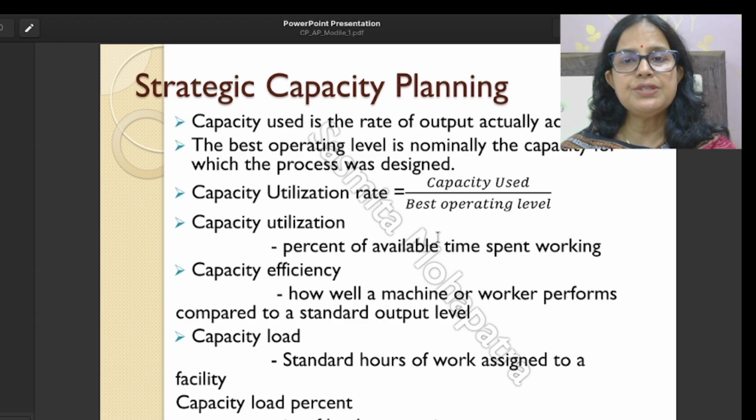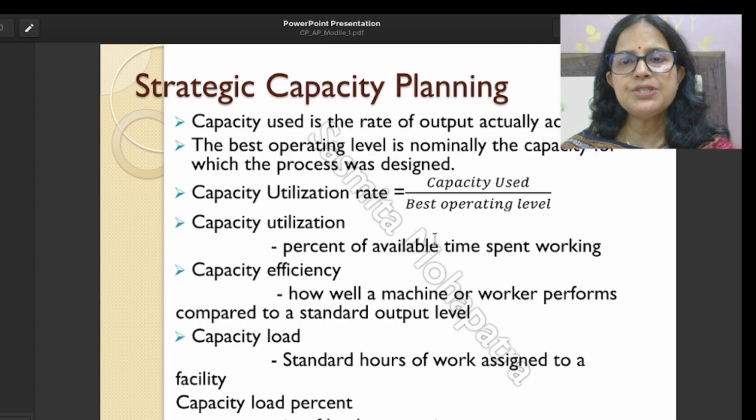Capacity utilization rate. When deciding the capacity utilization rate, we always say capacity use divided by the best operating level. Best operating level is nothing but the maximum output of any machine or any process which is designed.